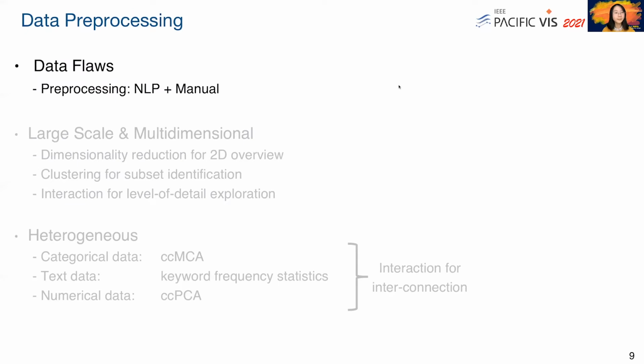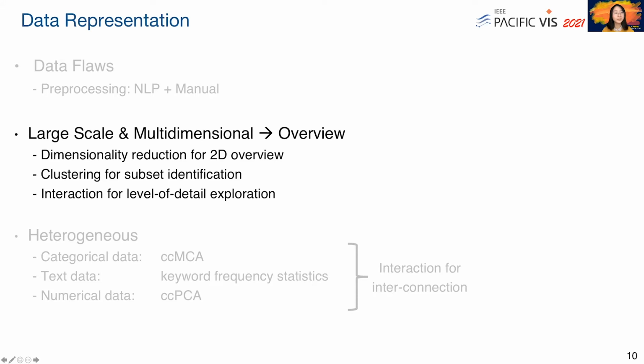We deal with the data flaws with some pre-processing steps, combining classical natural language processing algorithms and manual data cleaning. So I will skip this part and reserve more time for the second challenge, which is the large scale and multi-dimensionality of the dataset. The basic idea of handling this challenge is to make use of dimensionality reduction and clustering algorithms to project the dataset onto a 2D space and provide an interactive overview for the users to explore the dataset.